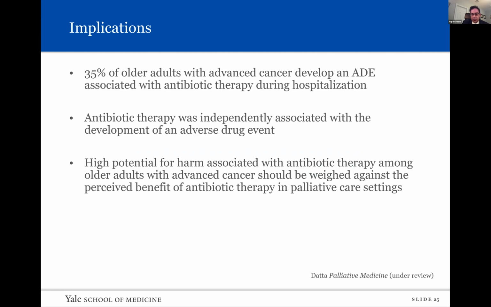So overall, we hope to show that over 1/3 of older adults with advanced cancer develop an adverse drug event associated with antibiotics during hospitalization. And this was, again, the index hospitalization after receiving palliative chemotherapy with a potential opportunity to discuss goals of care. And we argue that the high potential for harm associated with antibiotic therapy in this population should be weighed against really the perceived benefit of antibiotic therapy in palliative care.